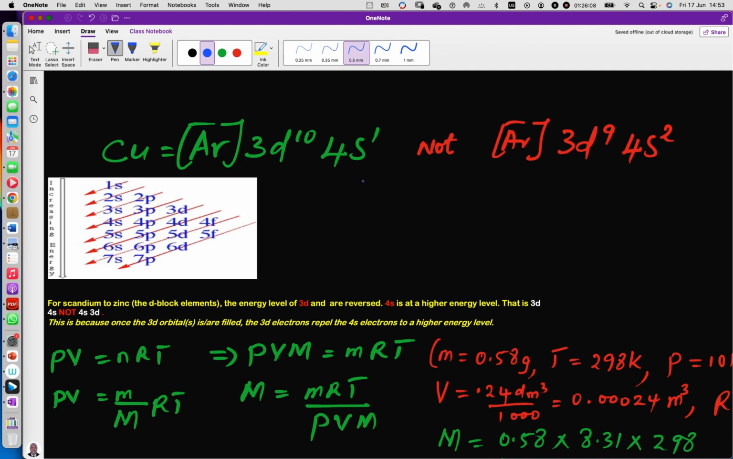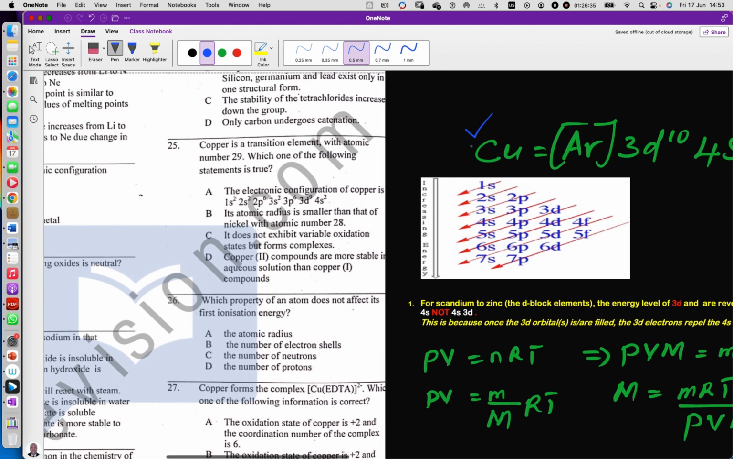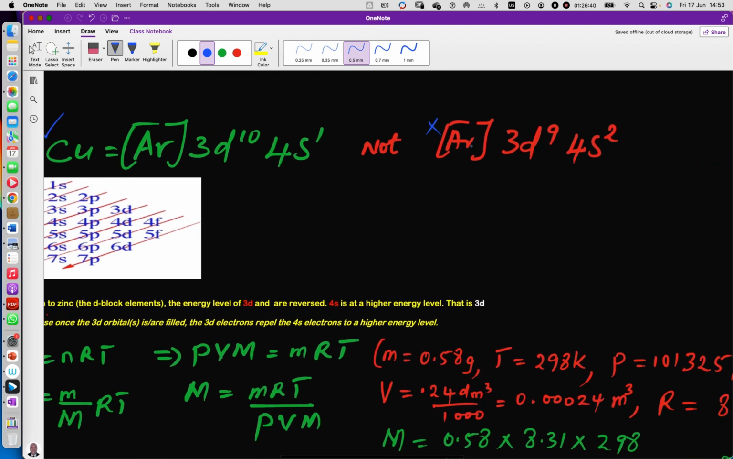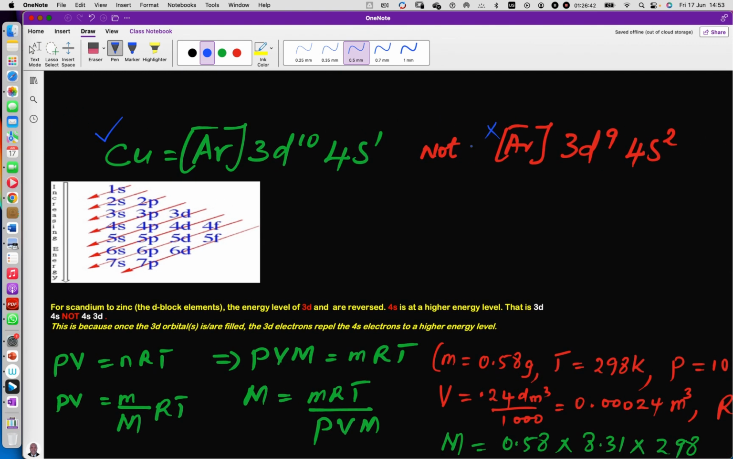This is because once the 3d is filled, the 3d electrons repel the 4s electron to a higher energy level. So once the 3d is full, it repels the 4s electron to a higher energy level. So the electronic configuration for copper is this one and not this one. Unlike what was given here as 3d9 4s2, it is not right as a transition metal.